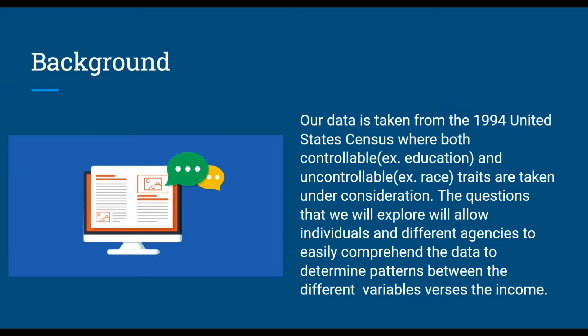Our data is taken from the 1994 United States Census, where both controllable traits, for example, education, and uncontrollable traits, for example, race, are taken into consideration. The question's agency is to easily comprehend the data and determine patterns between the different variables versus the income.